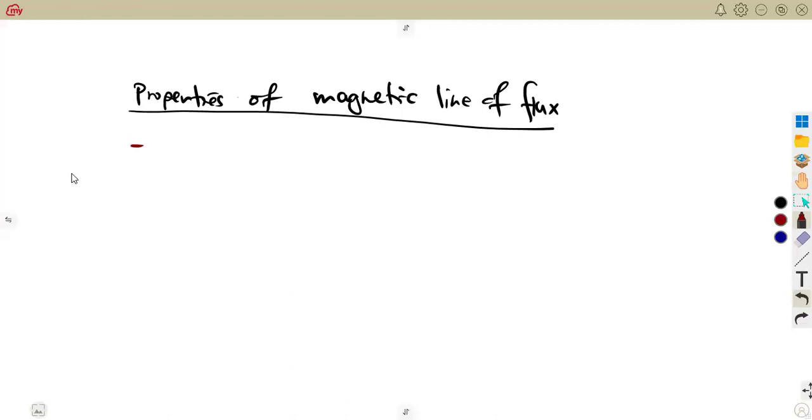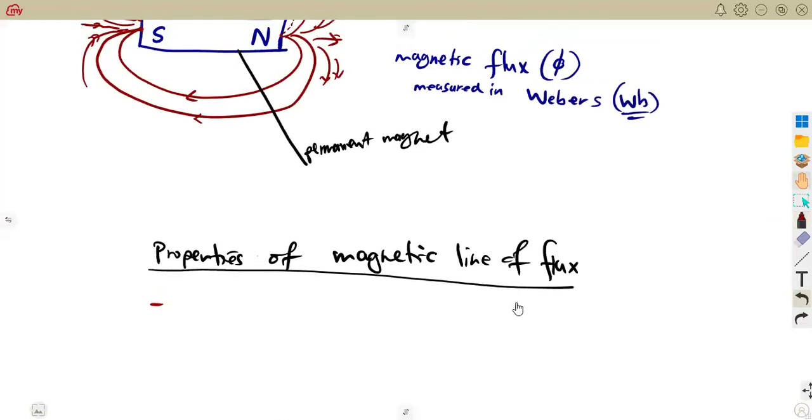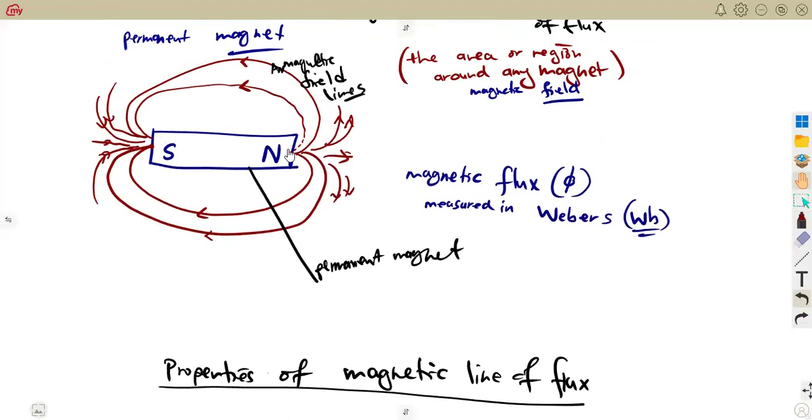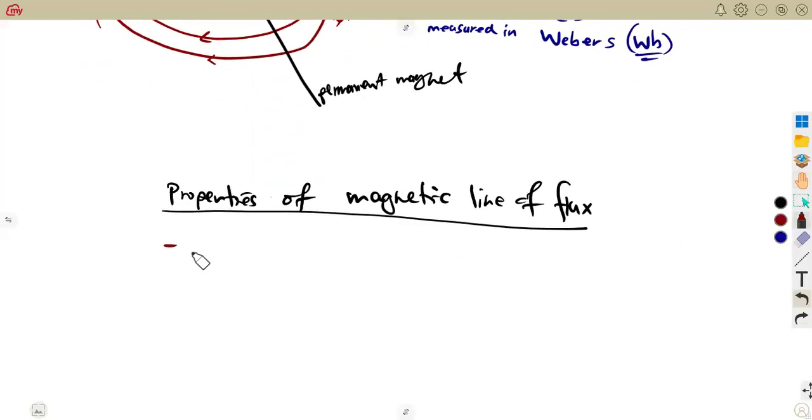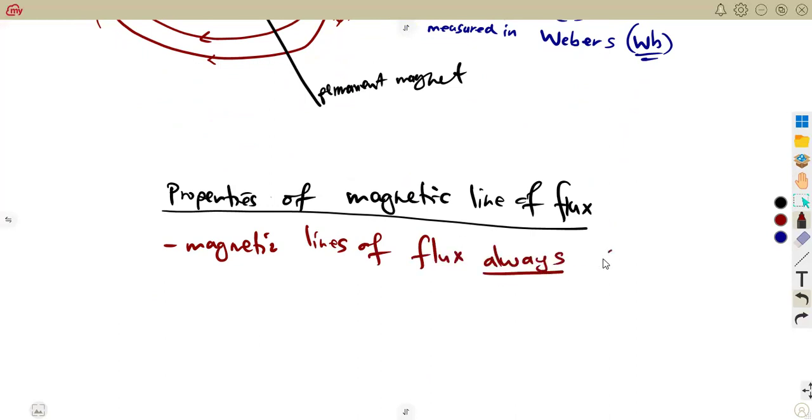The magnetic lines of flux always flow from the north pole of a magnet to the south pole. This is the presentation that we are seeing here, from the north to the south. So that is the first property that you can consider, as we saw from that diagram. The magnetic lines of flux always flow from the north pole. This is the major part that you have to consider.